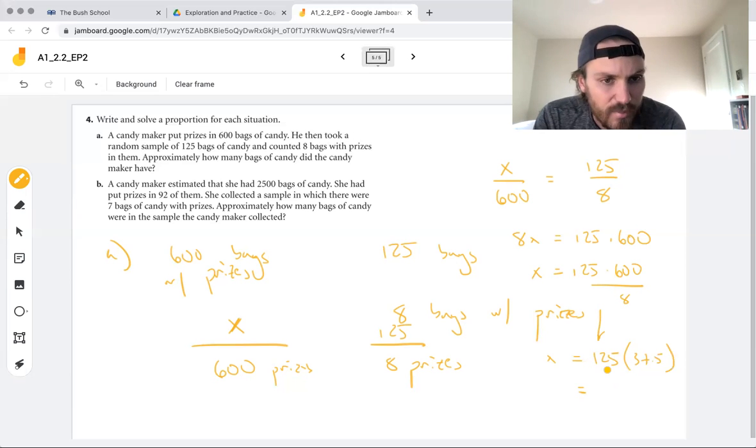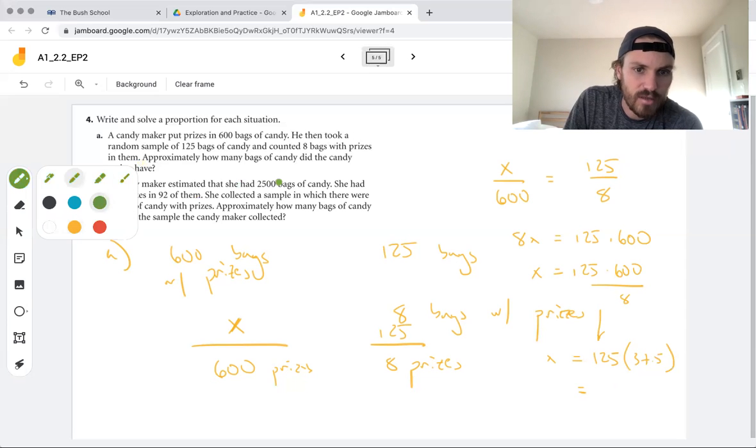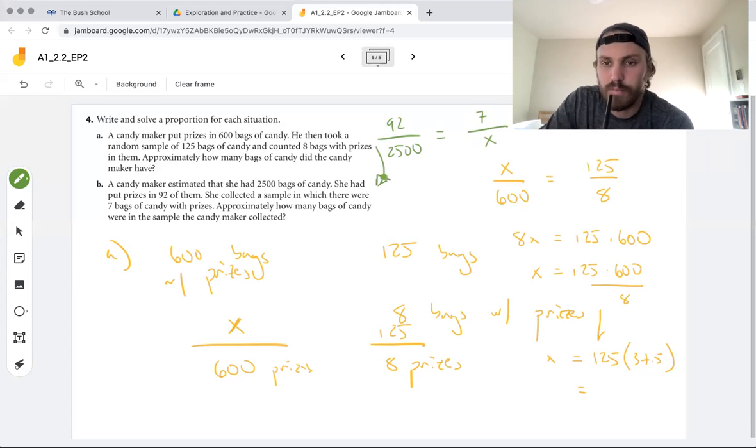For the second one, it says a candy maker estimated that she had 2,500 bags of candy, of which she put prizes in 92 of them. She collected a sample in which there were 7 bags of candy with prizes. Approximately how many bags of candy were in the sample? Okay, so we'd want to set up a proportion and say, well, there's 92 with prizes out of the 2,500. Then approximately how many bags of candy were in the sample? Okay, so then 7 with prizes out of how many total? So that would be your proportion for B.